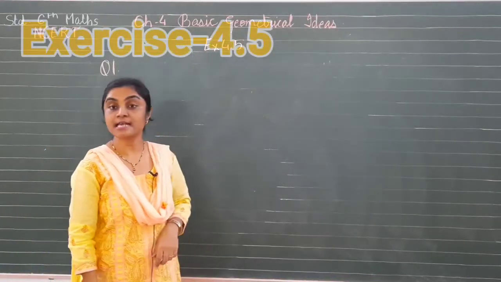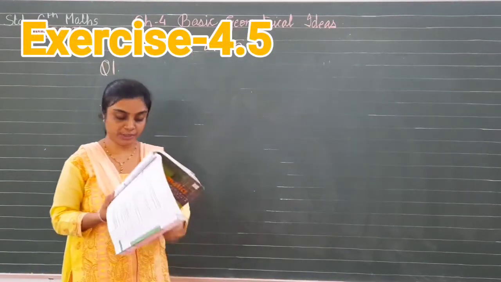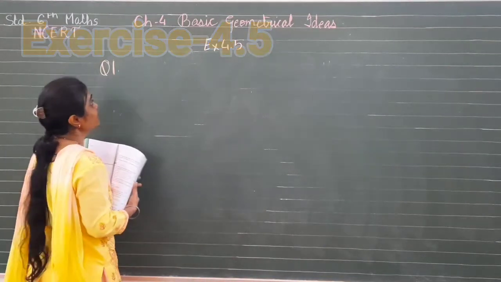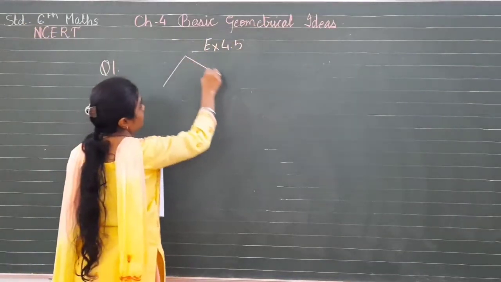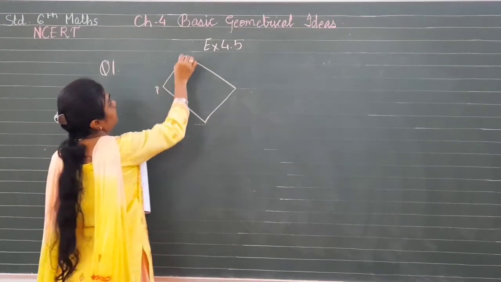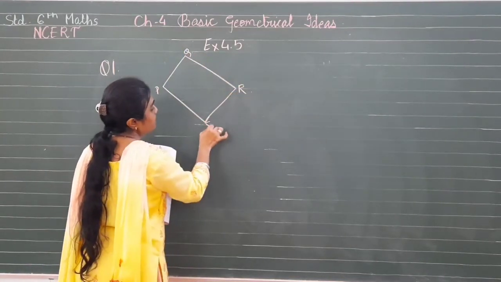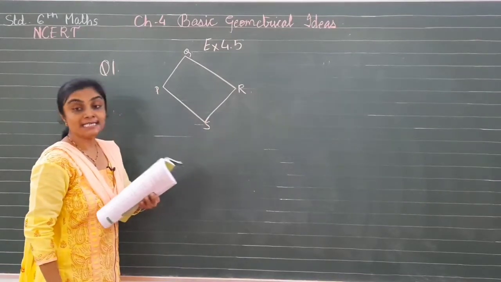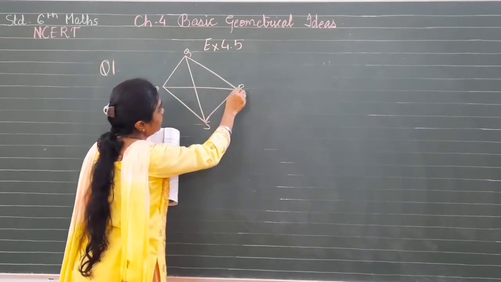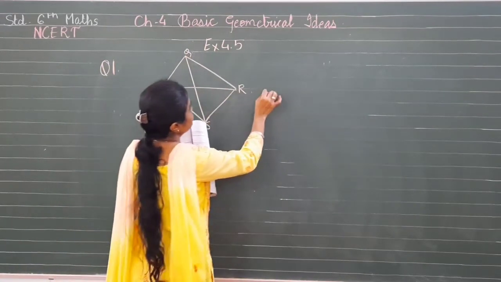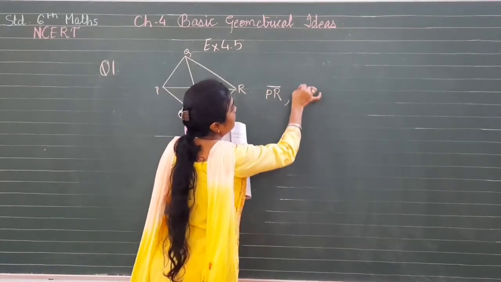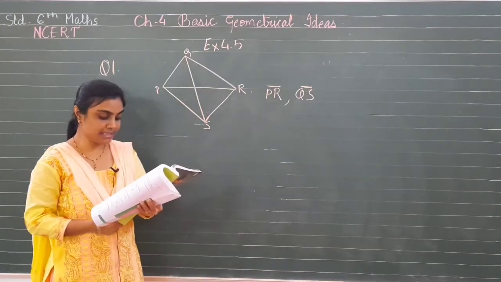Now let us move to exercise 4.5. I am reading out the question. Draw a rough sketch of a quadrilateral PQRS. So we will draw a quadrilateral. A quadrilateral is made up of 4 sides. PQRS. Draw its diagonals. Diagonals means the points which meet opposite to each other. So here the diagonals are line segment PR and line segment QS, the 2 diagonals.